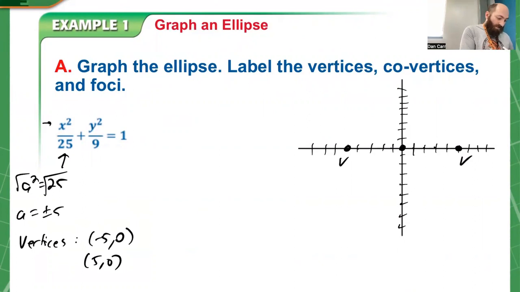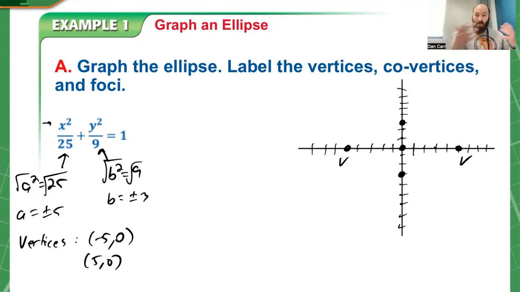For my co-vertices, from this one right here, b squared equals 9. If I square root that, b is equal to plus or minus 3. So I can go from the center 1, 2, 3 up, 1, 2, 3 down. You already see what the ellipse is looking like. So these are my co-vertices here and here. I'll just call it CV down here too.